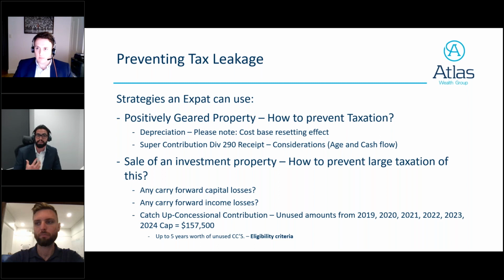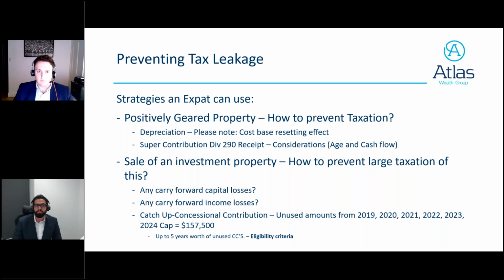And the reason for that is our income tax rate is 32.5% as an expat, as a non-resident. So what are our options to reduce that kind of tax? Well, depreciation is probably an important one, especially if your property was built in the last maybe 10 years. You can get some really good non-cash deductions.